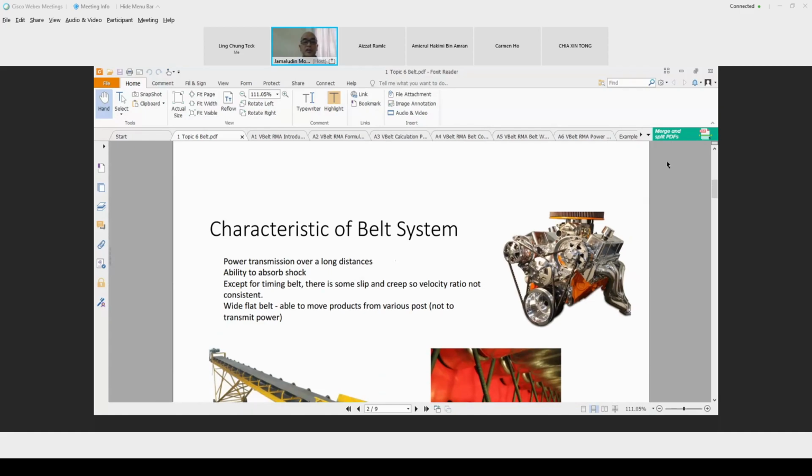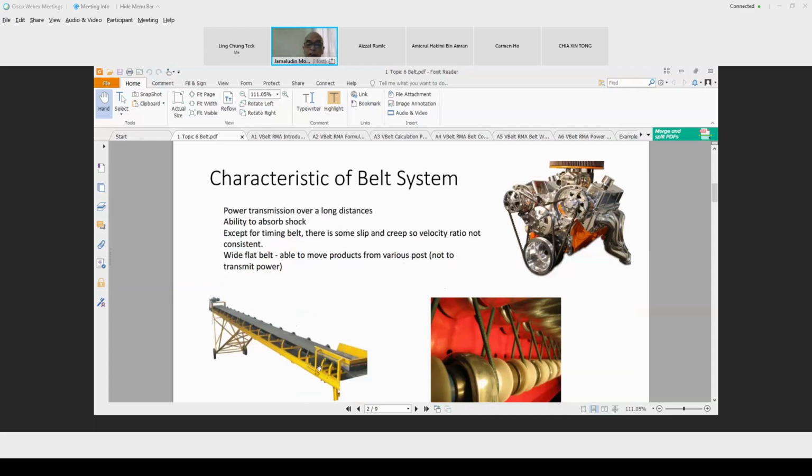This is power transmission at long distance. Unlike the bearing and the gear, which are short distance, the belt is long distance. This is an example of application of belt in the figure. The belt is used for its ability to absorb shock, except for the timing belt, and I will show what is different about the timing belt. There is some slip and creep.